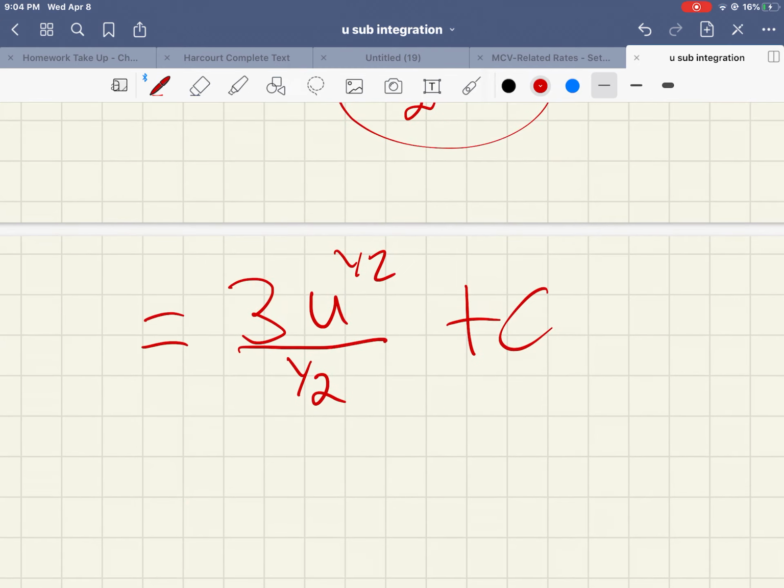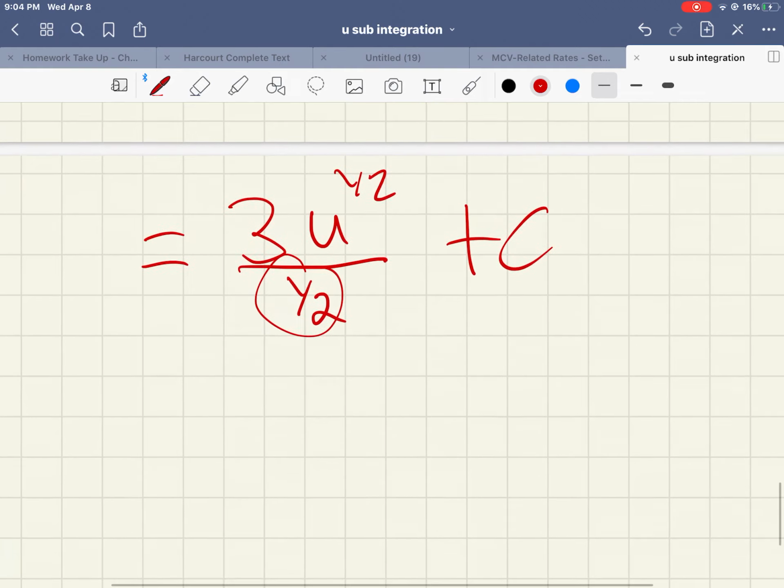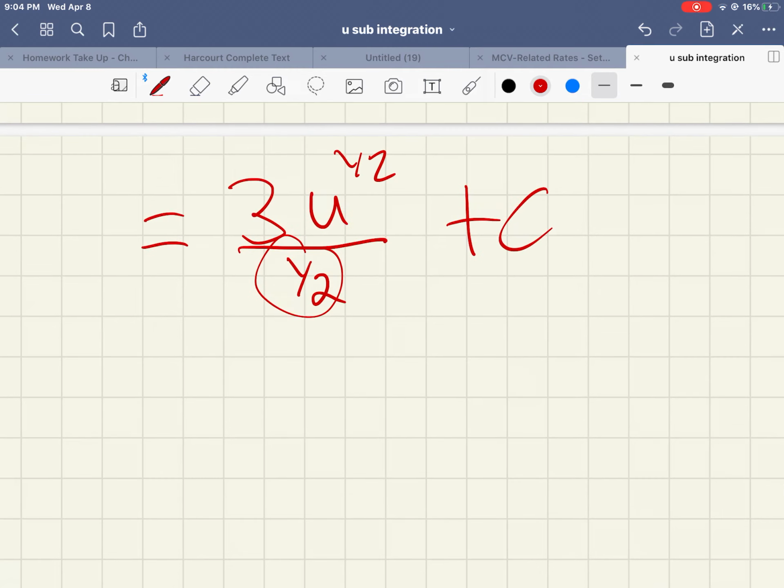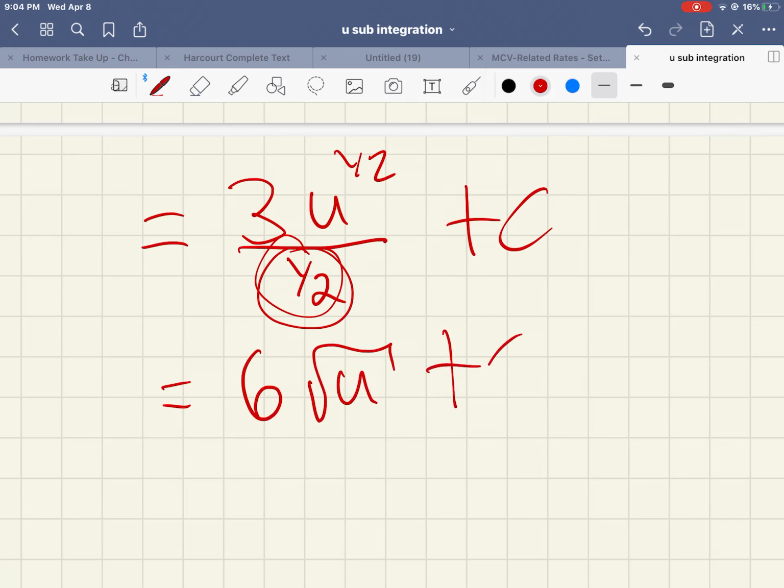Plus some constant c. Now, what I probably should do is, I know that when I divide by a fraction, I multiply by the reciprocal. Well, what's the reciprocal of 1 over 2? It's just 2. So 3 divided by 1/2 is the same thing as 3 times 2. So that's going to equal 6 root u plus c, right? Because u to the 1/2 is root u.